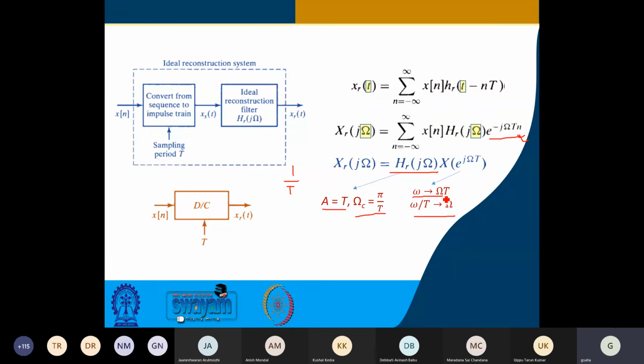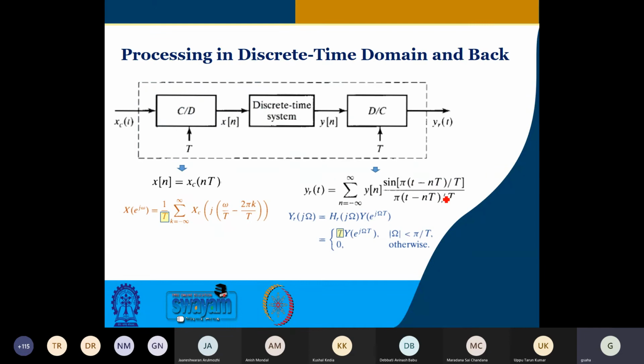Okay, so now we shall look at this in its entirety. So only these 2 slides we shall discuss. This is very important, and then we shall stop. So now we are introducing this processing block.